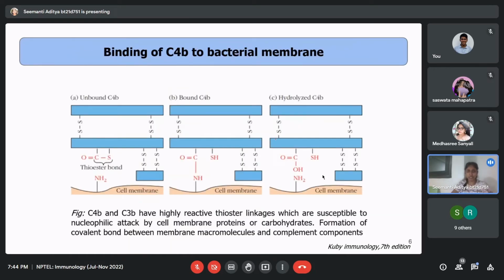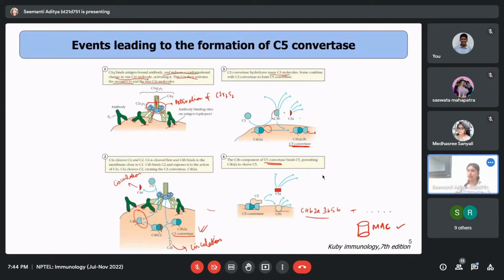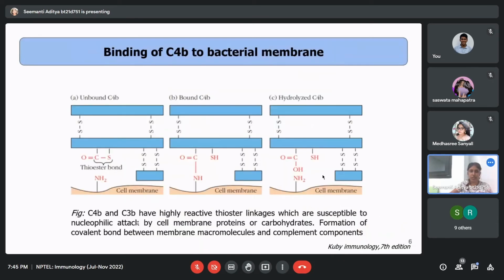So how are all these proteins bound to the membrane? You have seen that these proteins are bound to the membrane, and how are they bound? Why are they bound? Basically, all this membrane bound portion of the protein, C4b and C3b, have a very highly reactive thioester bond. This thioester bond can easily be cleaved. How can it be cleaved? By an NH2 amino terminal or OH group if it is present in your cell membrane.